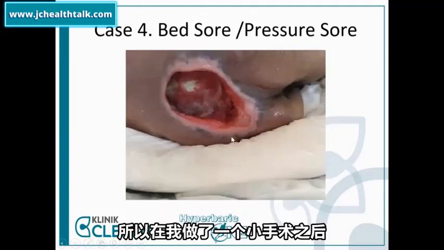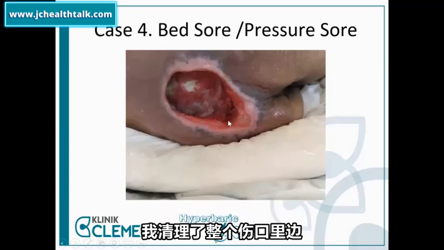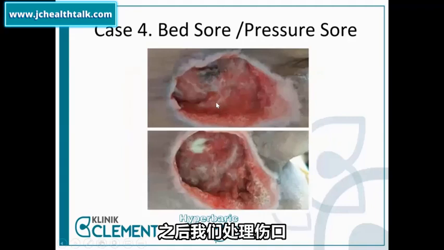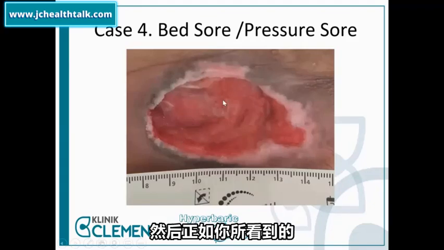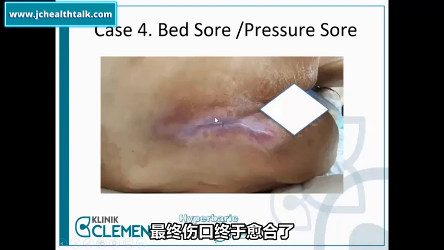So after I did the minor operation, I removed all the dead tissue. I cleaned up the interior of this wound, and it was actually about the size of my fist. Okay, and after that, we treated the wound, and then tissue started to grow, and as you can see, the tissue has already filled up the cavity, and then I think nearly 2 months later, it has become this big, this small, and eventually the wound finally healed.